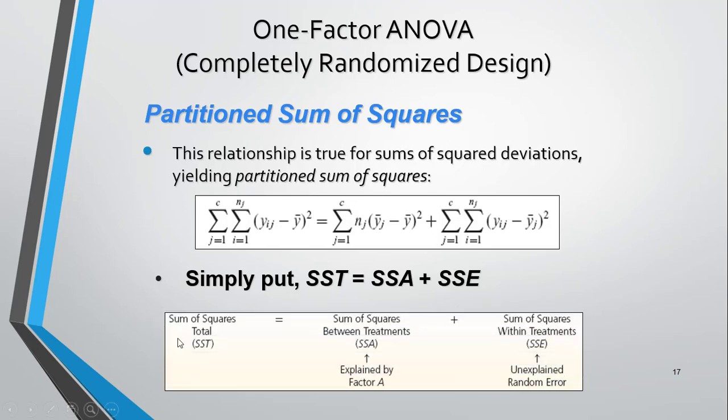So here is the sum of squares total, and then the sum of squares between treatments, SSA. That's the part that's explained by factor A, the variation explained by the factors. And then there's the sum of squares error within treatments, which is the unexplained random error within the group.